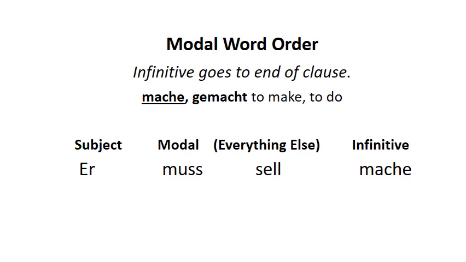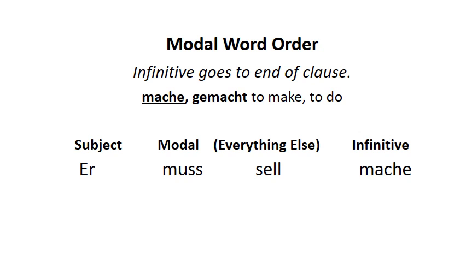So in a simple sentence like this one, er muss sel machen, that means he must make it, or he has to make it. You can see the subject comes first, he, then the modal, muss, then everything else, in this case sel, which means that, and then our infinitive comes, machen, to make. Muss sel machen. The infinitive goes at the end. The modal verb goes where you kind of expect it to be.